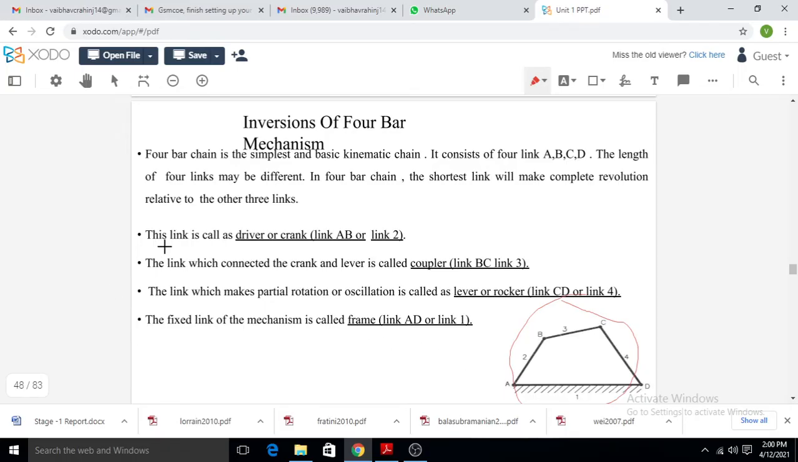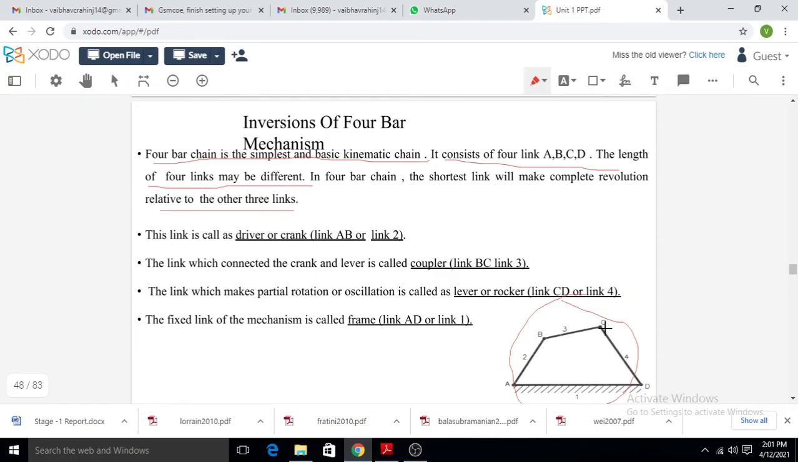The 4-bar chain is the simplest and basic kinematic chain. It consists of 4 links, link 1, link 2, link 3, link 4. The lengths of the 4 links may be different. In a 4-bar chain the shortest link may make a complete revolution relative to the other 3 links.